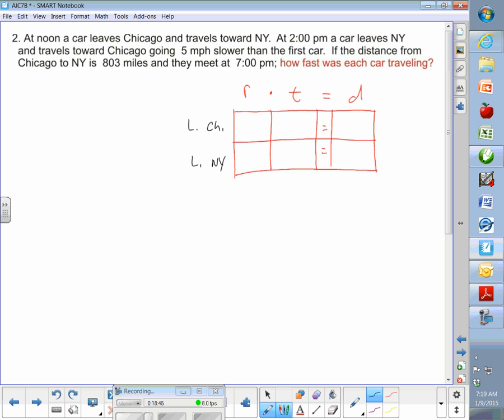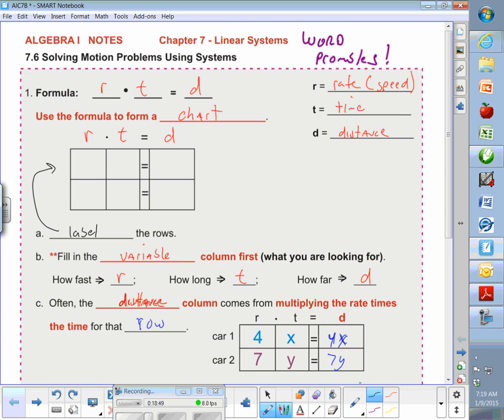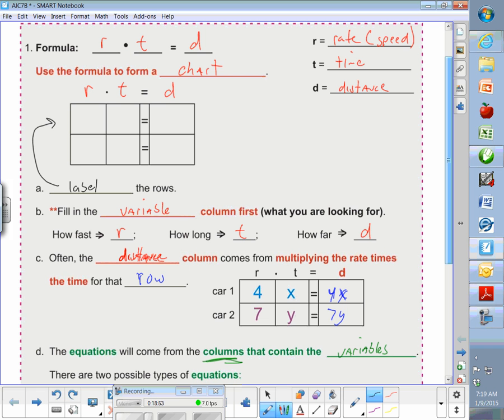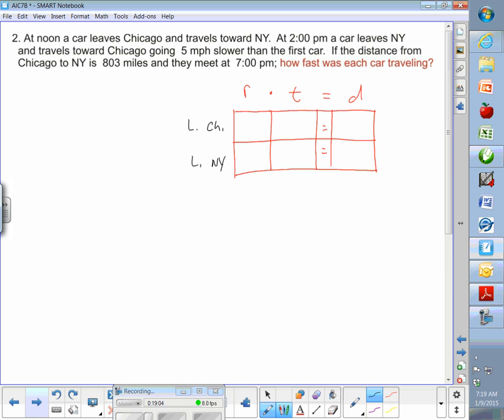What comes next? So flip back to the front there. What's the next thing you would do? All right, so we've just done this whole top part. We used the formula to form a chart. We got the chart all done. We labeled the rows. What's next? Fill in the variable column first. That's important. So we're going to look at our problem and we're going to figure out what do they want us to find.